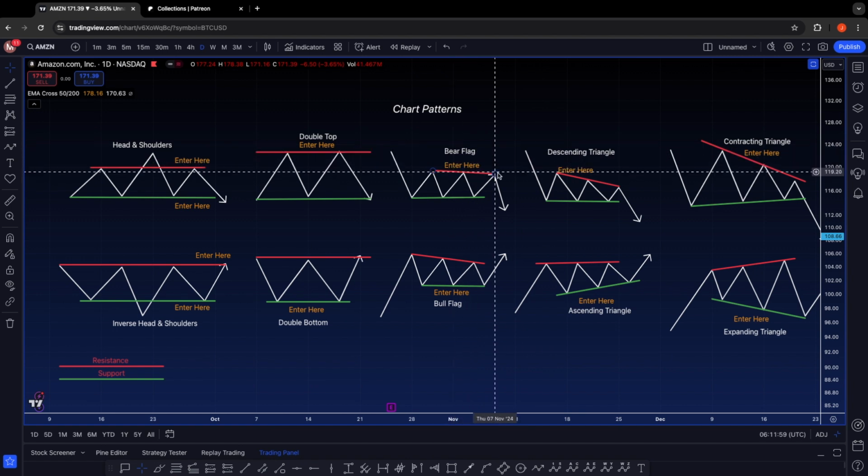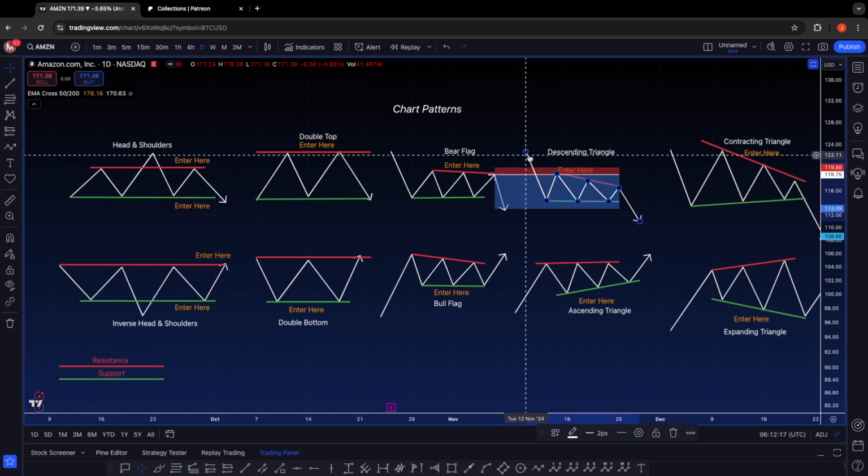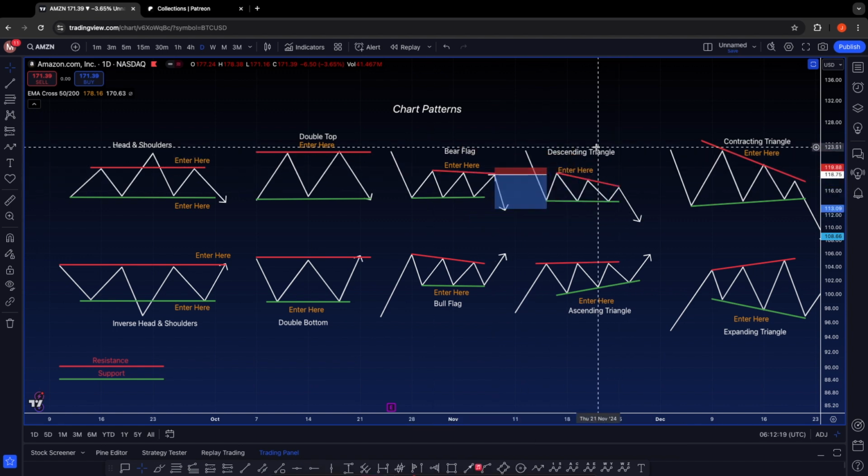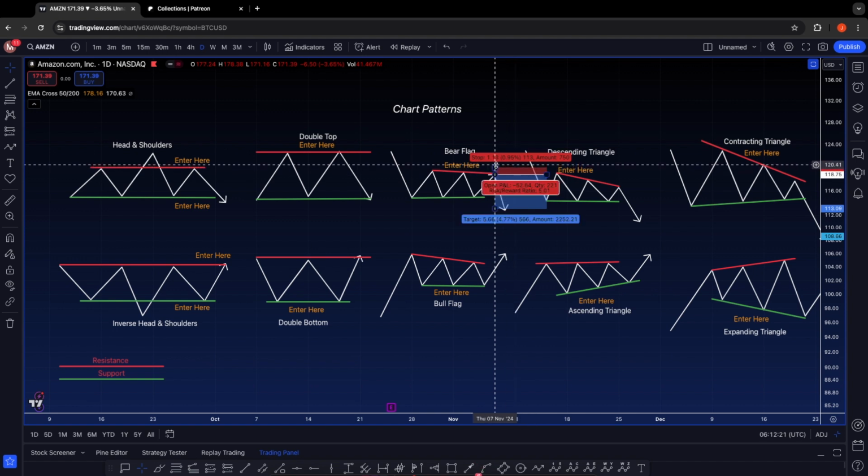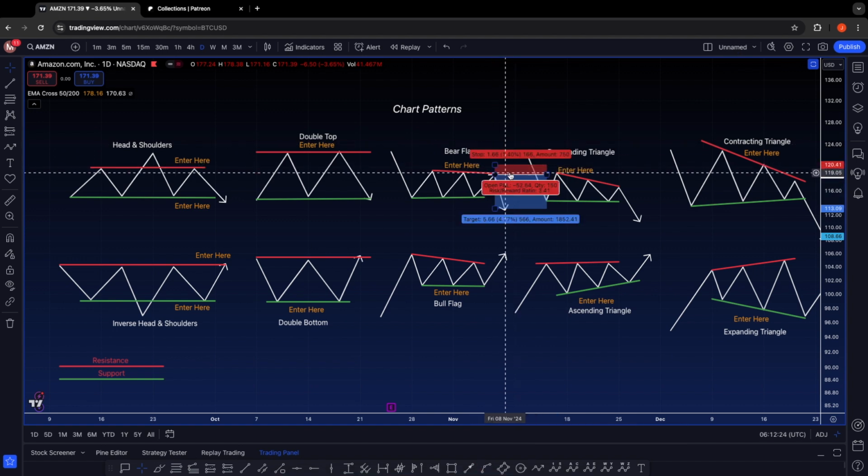Similar to our bear flag, if price wants to peak just right above it to throw people off, your stop loss is right above there. That's where you're completely out of this trade. Maybe give it a little bit of room to breathe.